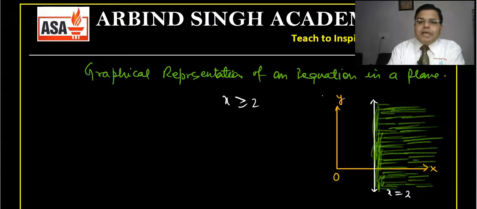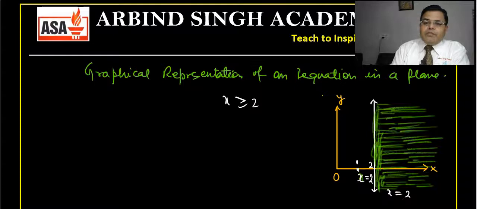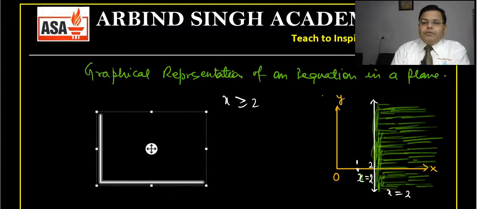So x equal to 2 is a line. Here is the origin, here is 1 and this is 2. Again, if I have to represent x just greater than 2 but not equal to 2, what will we do? How do you represent the graph of this?